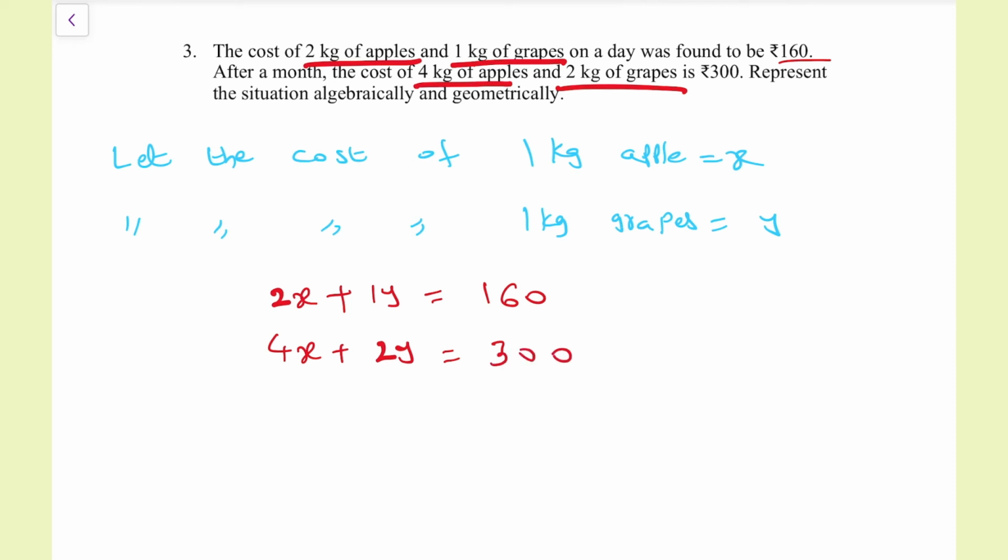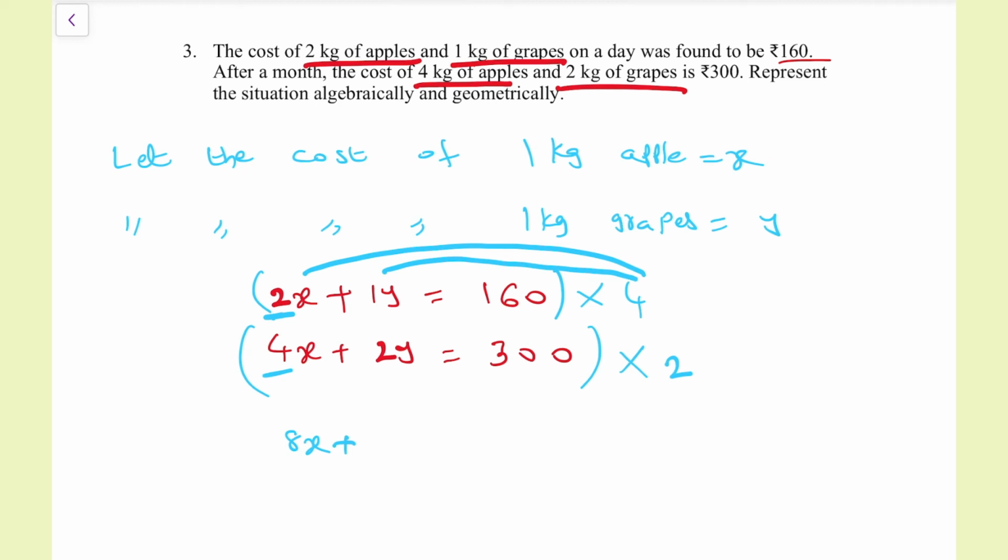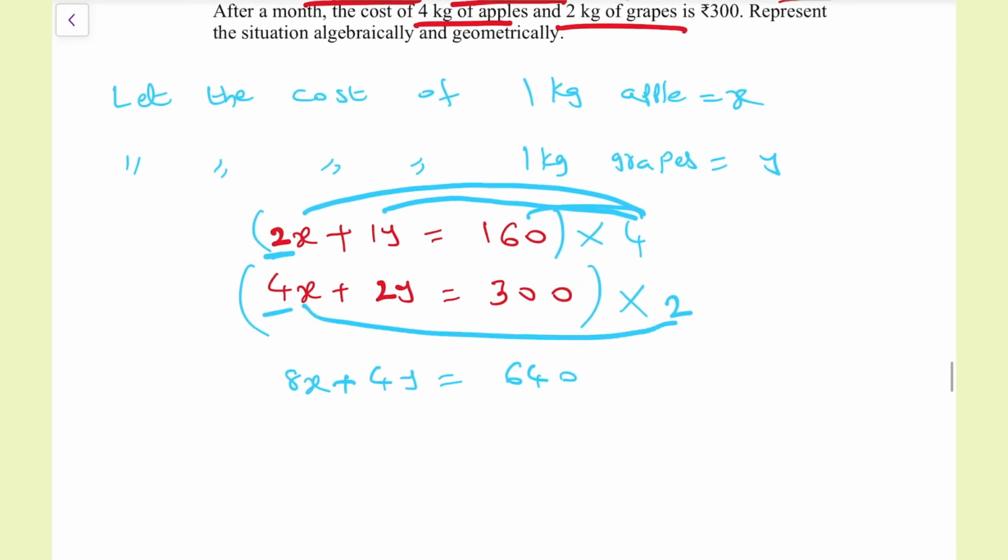What is the first thing we need to do? Multiply the first equation with the second equation's x coefficient. Here before x, 4 is there, so multiply with 4. Now the second equation we need to multiply with the first equation's x coefficient. Here before x, 2 is there, so multiply with 2. Now 2x into 4, 8x, plus 1y into 4, 4y, equals 160 into 4, 640. Same with the second equation, 4x into 2, 8x, plus 2y into 2, 4y, equals 300 into 2, 600.